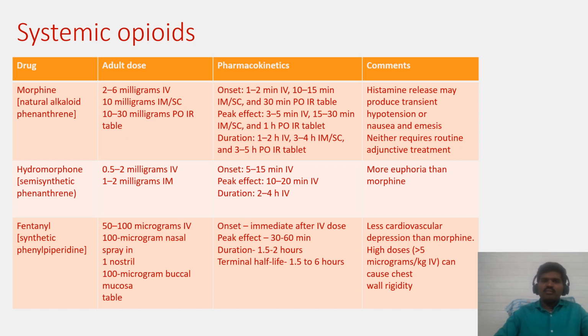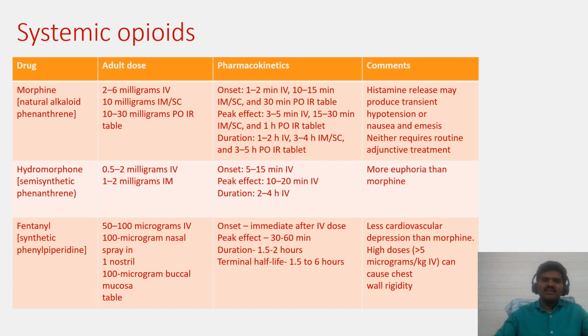The onset of action of morphine starts within 1 to 2 minutes when you give it IV, 10 to 15 minutes for IM or subcutaneous, and 30 minutes for oral tablet. It achieves a peak effect within 5 minutes when given IV, within 30 minutes when given IM, and it lasts for 2 hours by IV route, 4 hours IM or subcutaneous, and 5 hours as tablet.